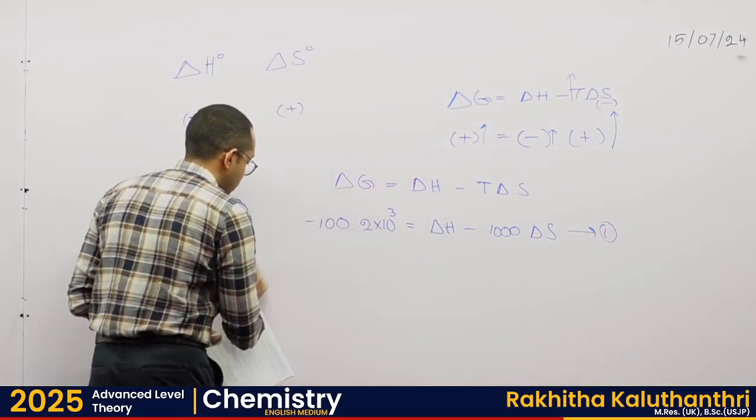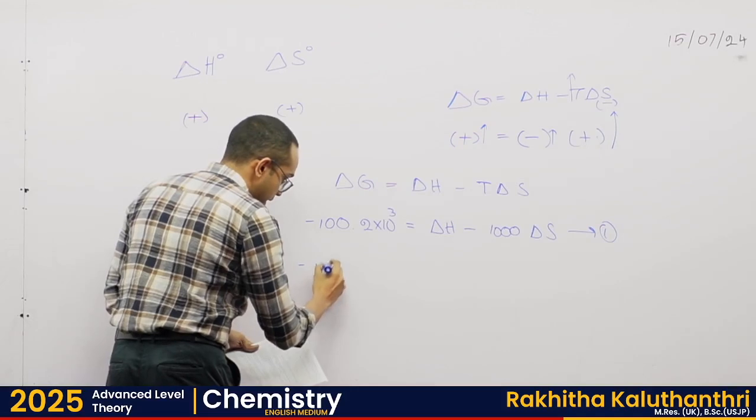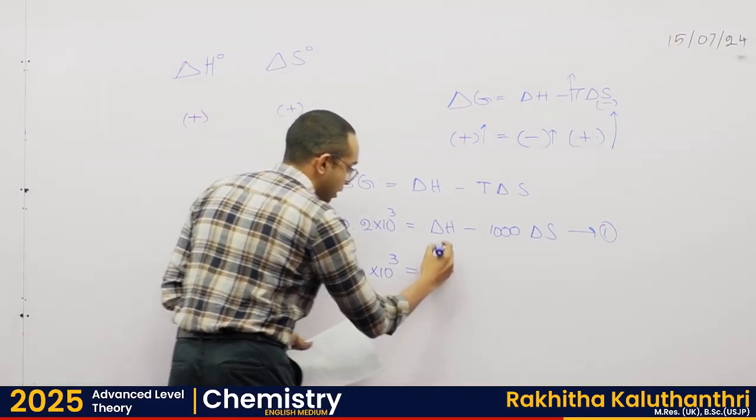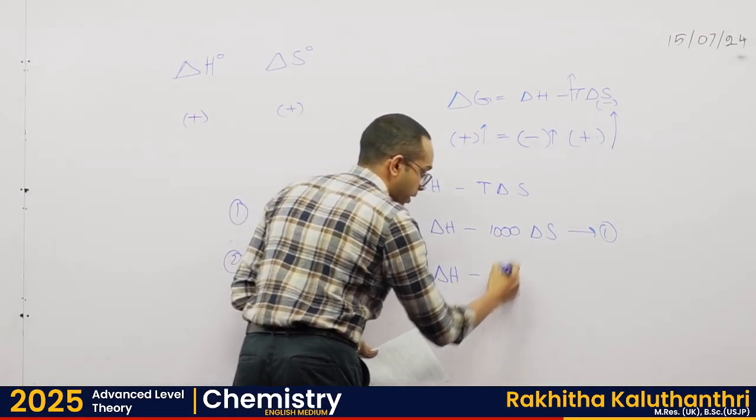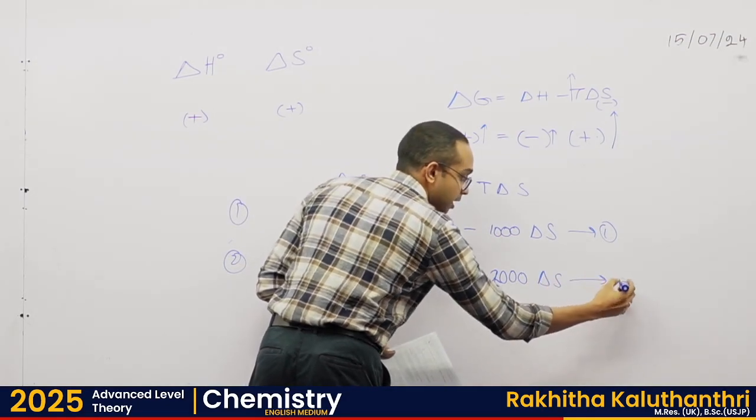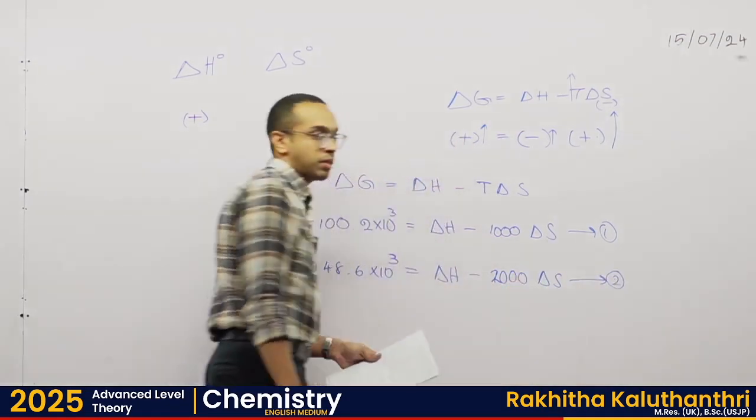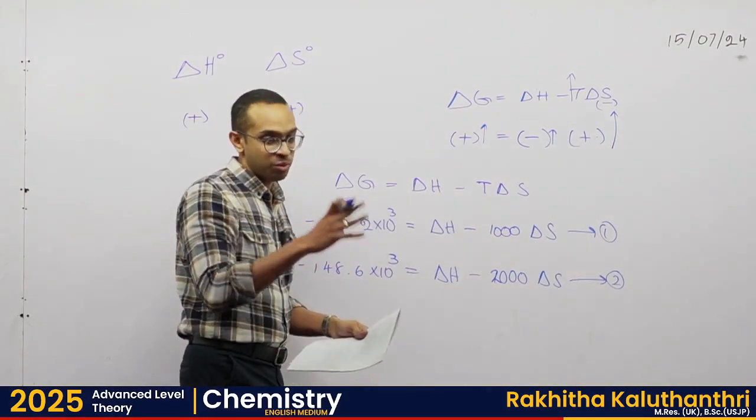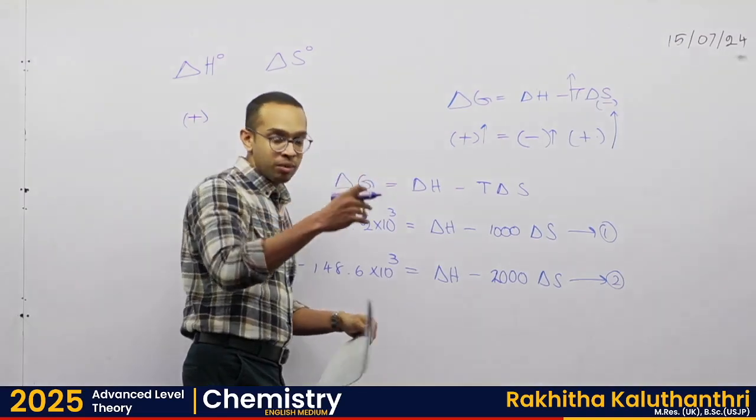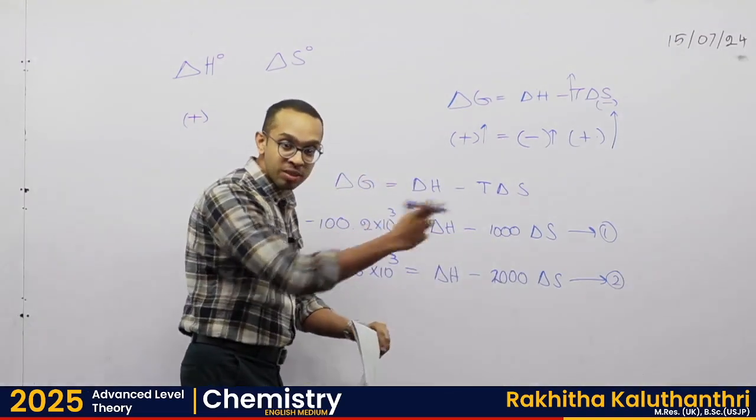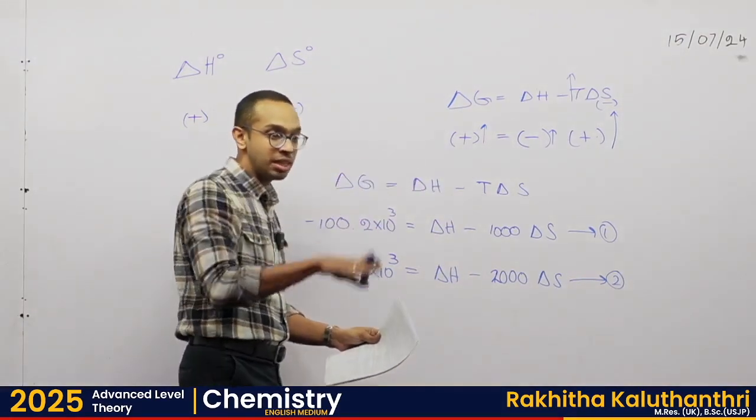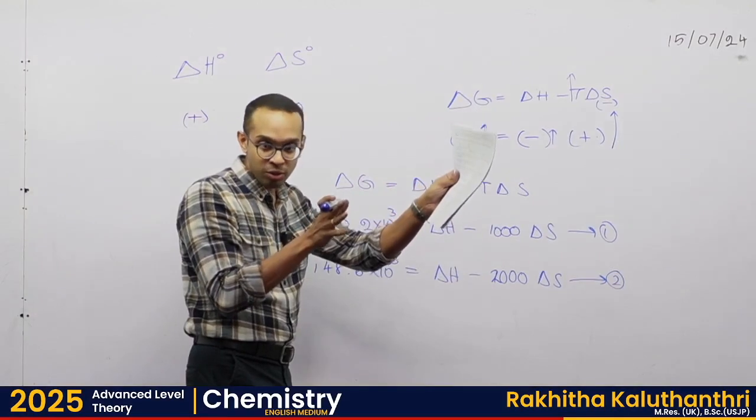And then we have expression number 2. That is minus 148.6 into 10 to the power 3. Delta H doesn't change, it's the same. And this is 2000 delta S. In this case, the entropy change we have taken as something that doesn't change. Let me rephrase. The entropy increases with temperature, but they have taken here that the entropy change has not increased. You understand? Reactant entropies as well as product entropies have increased, but the gap between them has not increased. Clear?